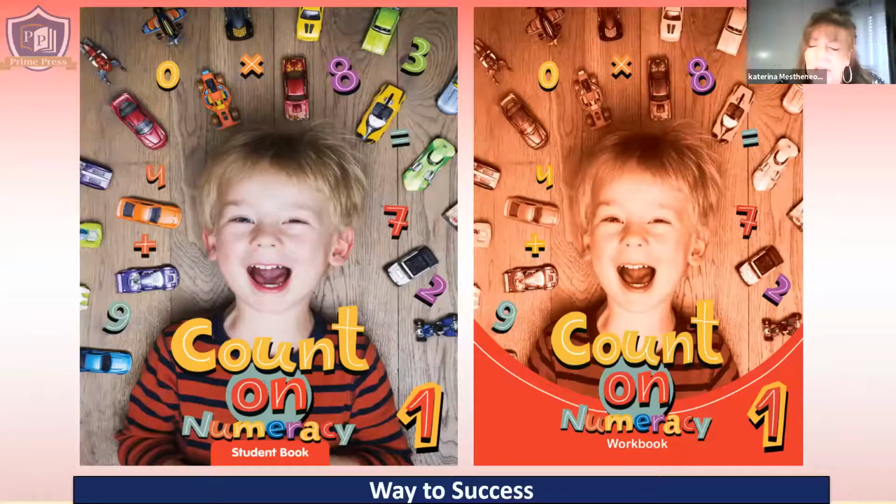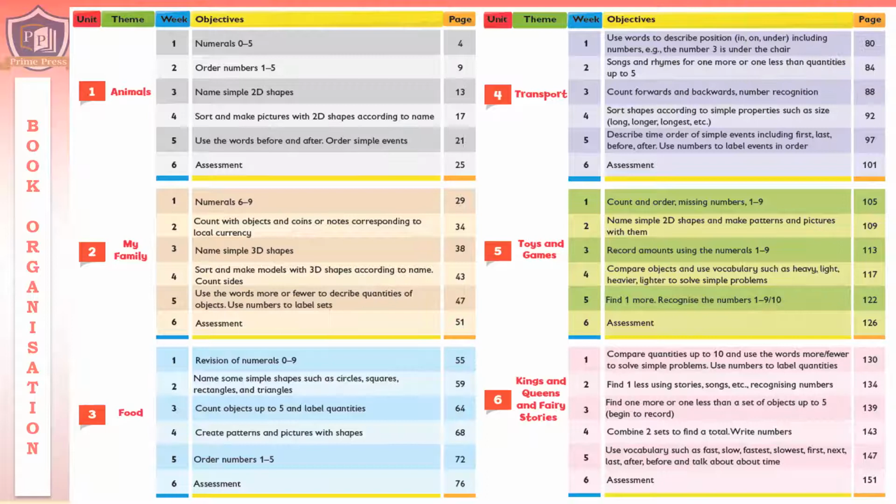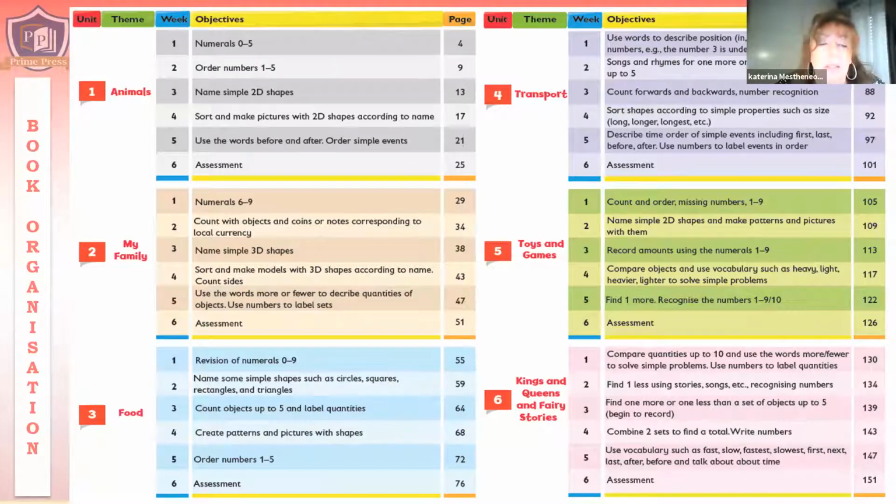Okay, so we're just going to have a little look at the first level here. This is the scope and sequence of level 1. Let's have a little look at the topics here. These are topics that the children will be able to identify with. It will make them feel comfortable. Unit 1 is animals, my family. Unit 3 is food. Who doesn't like that? Transport. Unit 5 is toys and games. And the last one here is kings and queens and fairy stories.